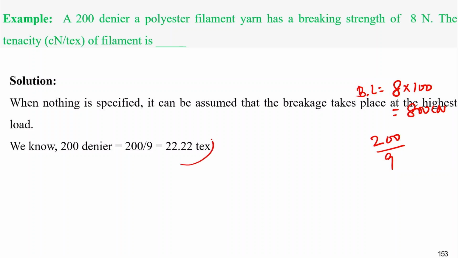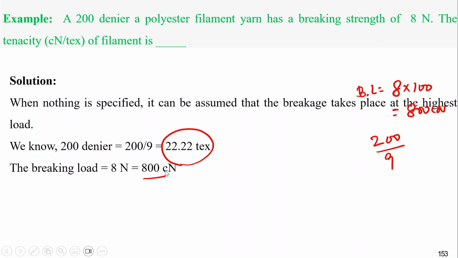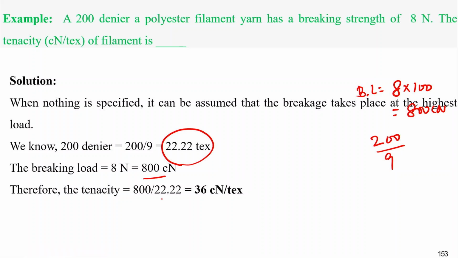22.22 is the tex, and 800 is the centinewton. So, 800 is the breaking load. If we divide 800 by 22.22, then we will get the tenacity in centinewton per tex. So, therefore, the tenacity is 800 divided by 22.22, it is 36 centinewton per tex. Okay.